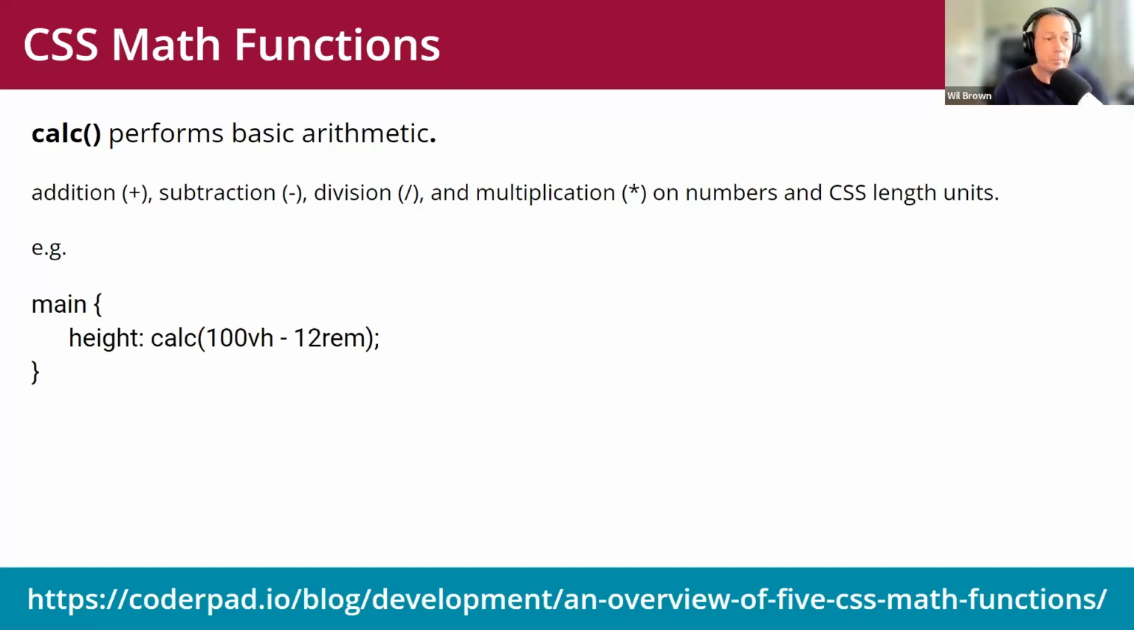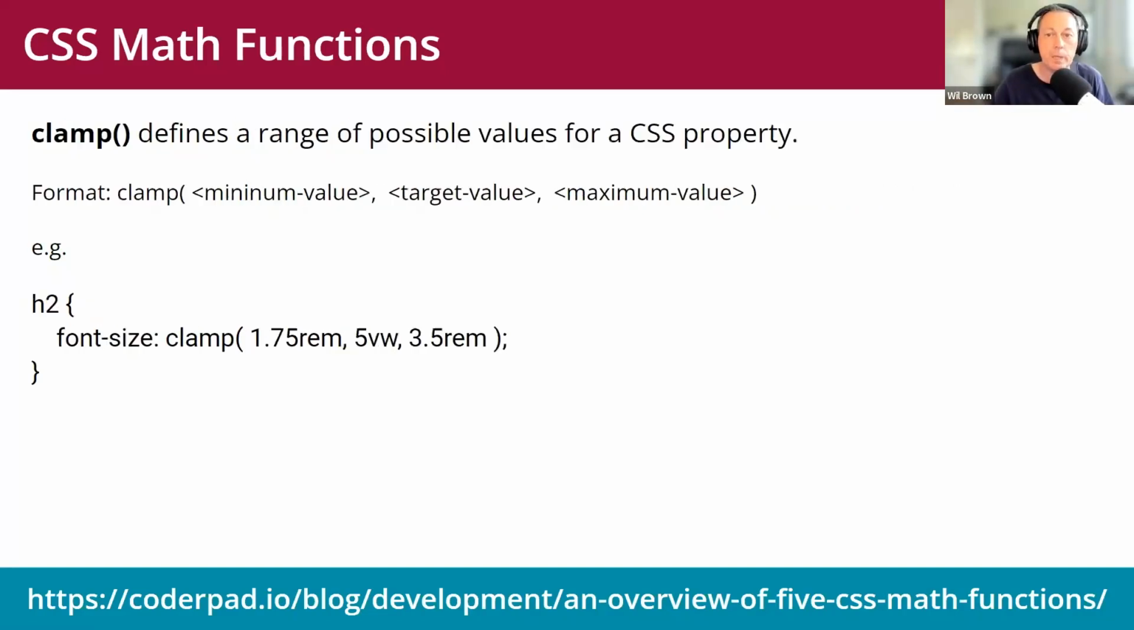This one here is just changing the main div, and it's changing its height based on 100% of the viewport height, minus 12 relative EMs. So it's just giving a nice little border. The next one is clamp. Clamp is quite cool for responsive design, and the clamp function accepts three comma-separated expressions as its parameters. The first is a minimum value.